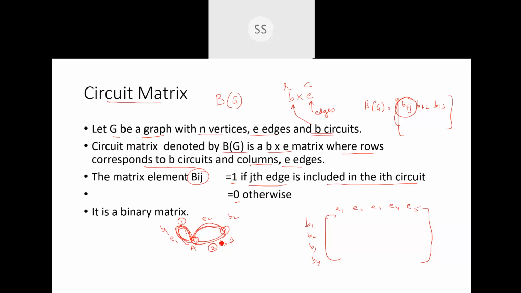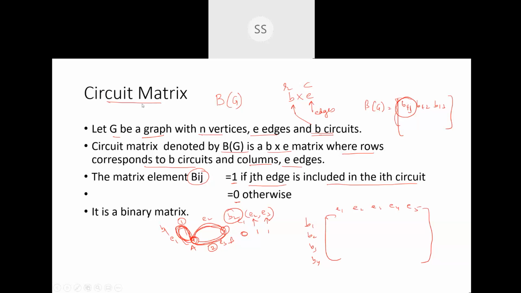The B2 circuit is which one? It consists of the edges E2 and E3. That means E2 and E3 are the components of my circuit B2. So only for E2 and E3 I'll put the value as 1. The remaining edges I'll put the value as 0. If I have E1, E2, E3, for E1 I'll put 0 because it is not a part of my circuit. I hope you have understood. We'll do an example and you will understand it in a better way.